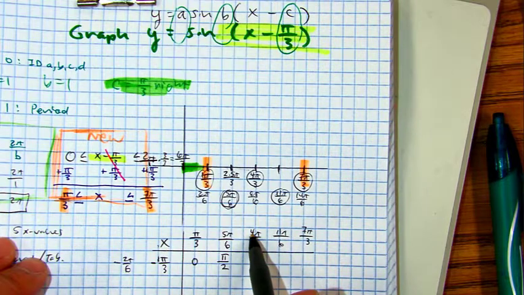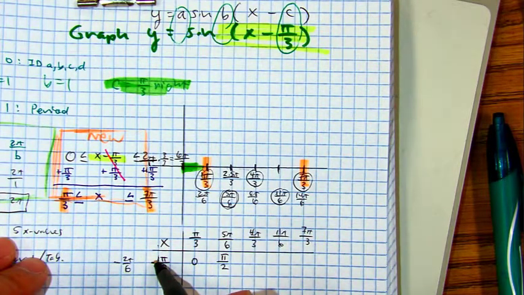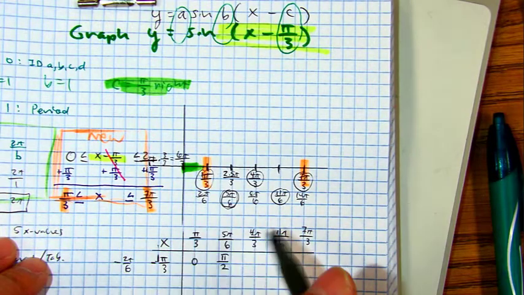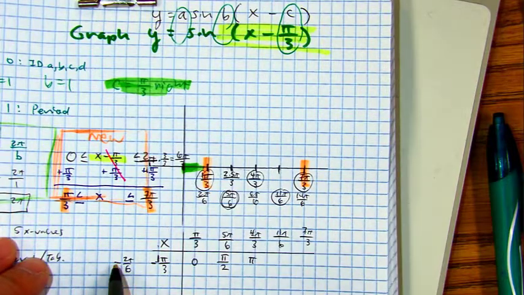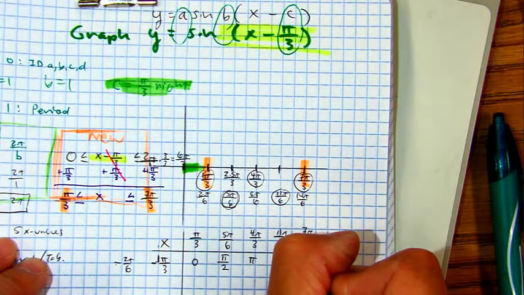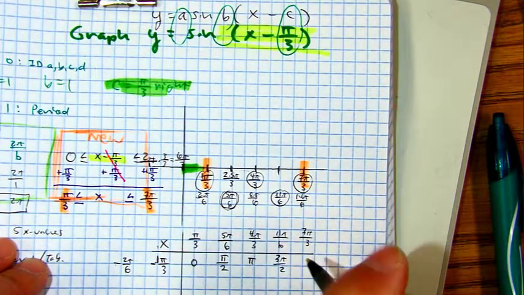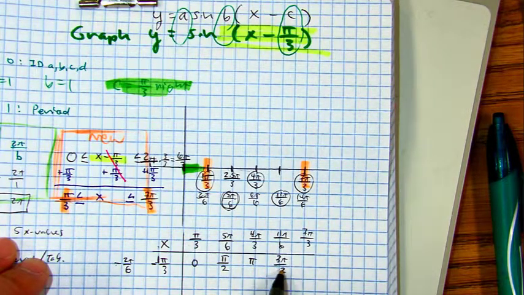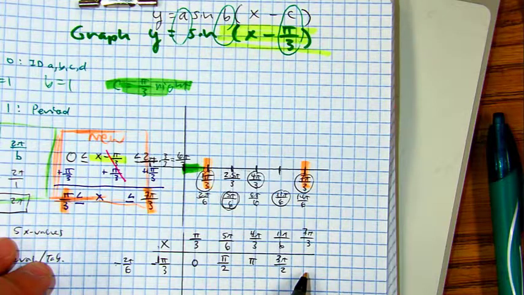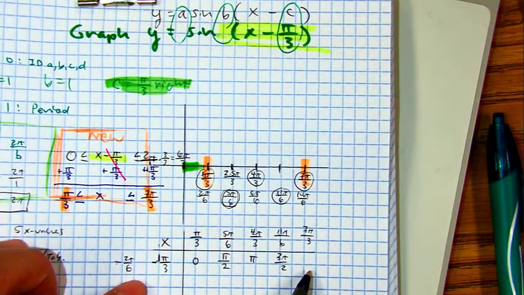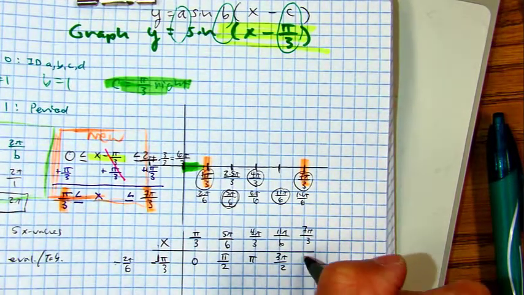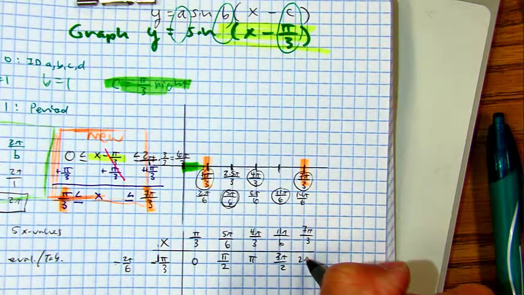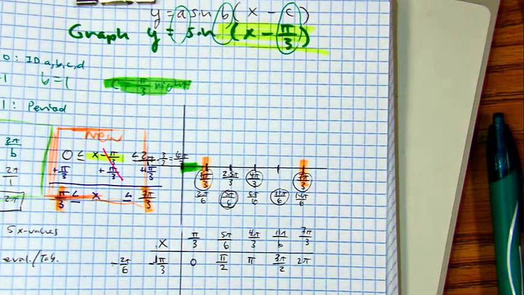4 pi over 3, 4 minus 1, 3 pi over 3, which is just pi. 11 minus 2, 9, and 9 pi over 6 is 3 pi over 2. Do you guys see what's happening? It's going back to the quadrantal angles. 7 minus 1, and 6 pi over 3 is 2 pi. Right? Are you guys following along?